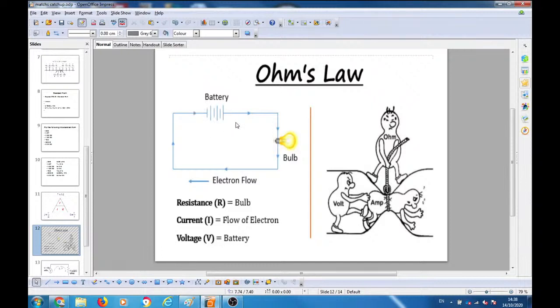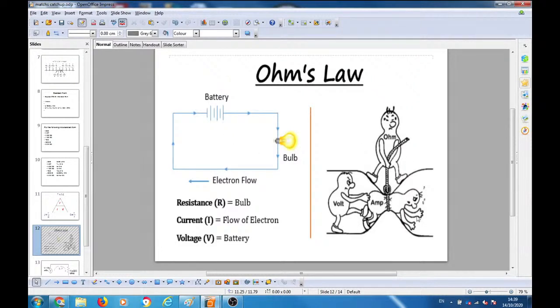So each cell provides about 2 or 3 volts. You stick them on top of one another, and you've got a permanent, or sustained, power supply. So the little arrow represents a current, the bulb represents the resistance, and the battery sign here represents the voltage. The voltage is the pressure.